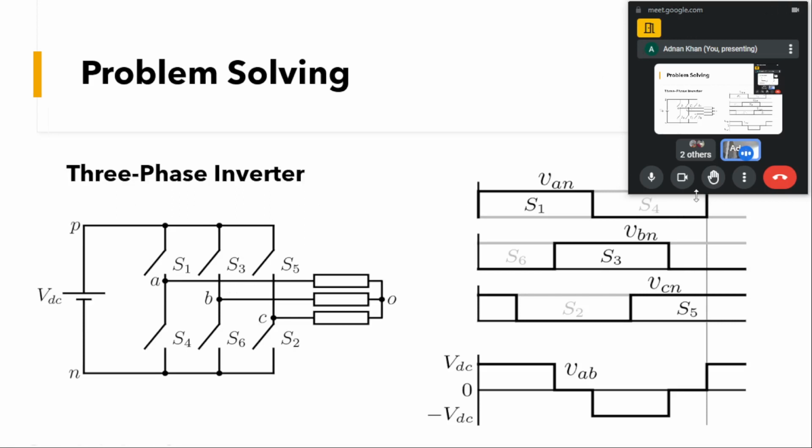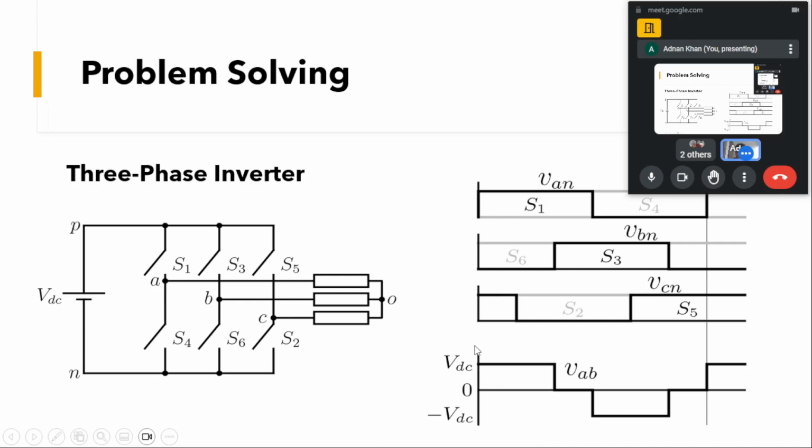So when the mode of conduction is not given, we usually take the 180-degree conduction mode. Here you can see we have already seen how the waveforms for the 180-degree conduction mode will look. The switches are switched for 180 degrees, and each leg is shifted by 120 degrees in a balanced three-phase manner. So we can get the VAB voltage.